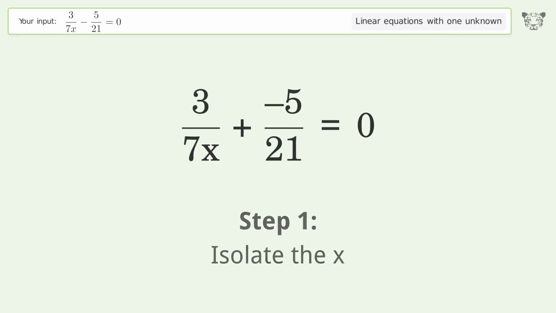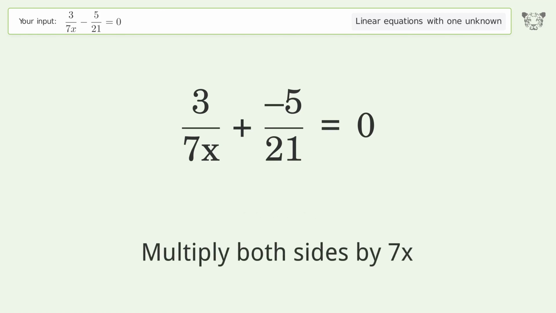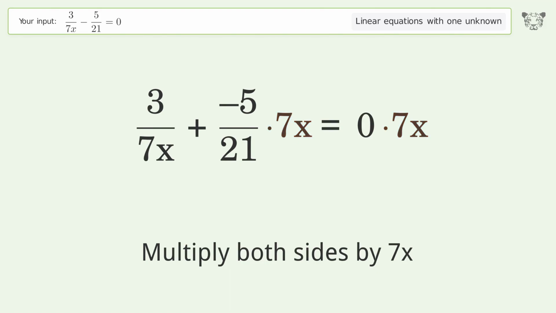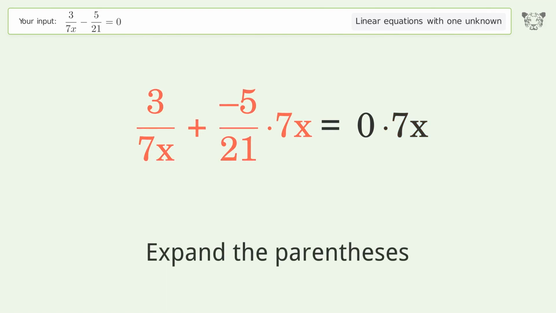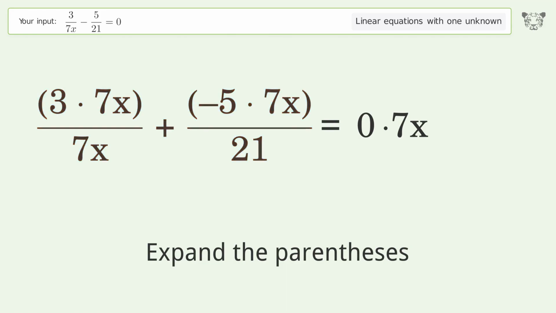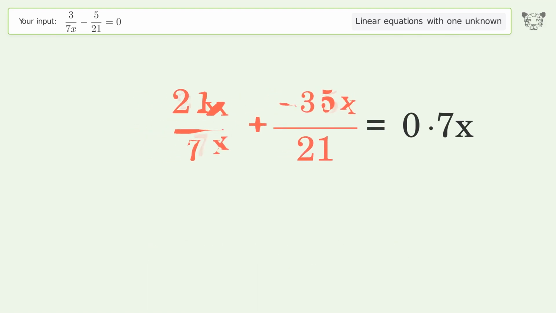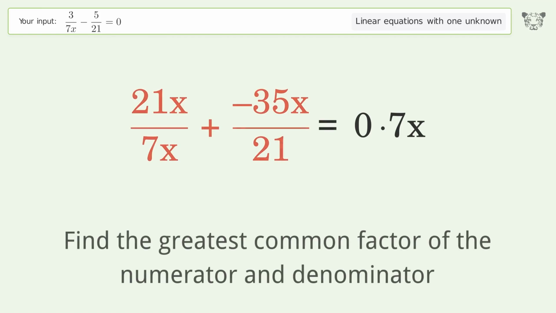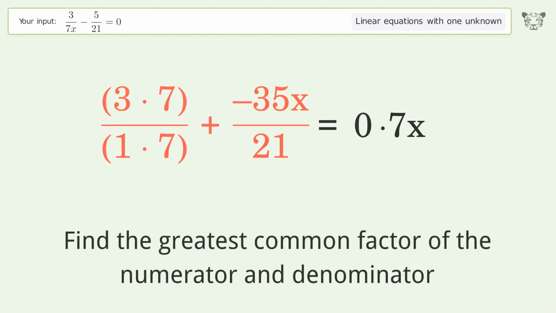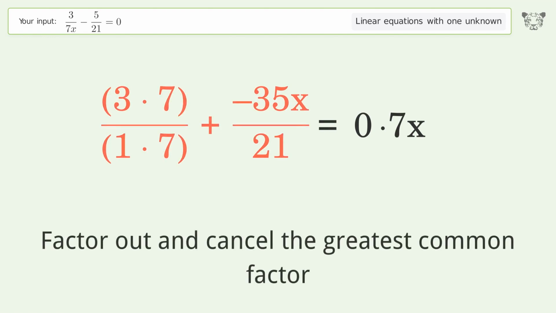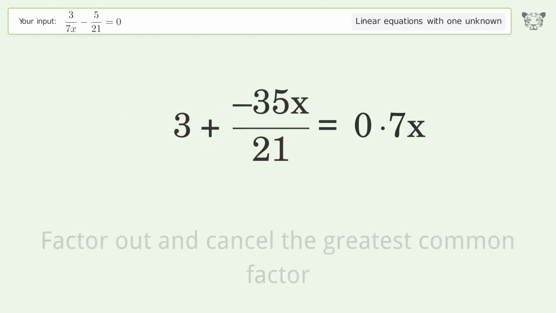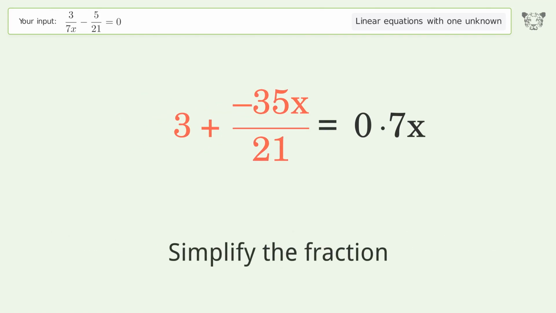Isolate the x. Multiply both sides by 7x. Expand the parentheses. Multiply the coefficients. Find the greatest common factor of the numerator and denominator. Factor out and cancel the greatest common factor. Simplify the fraction.